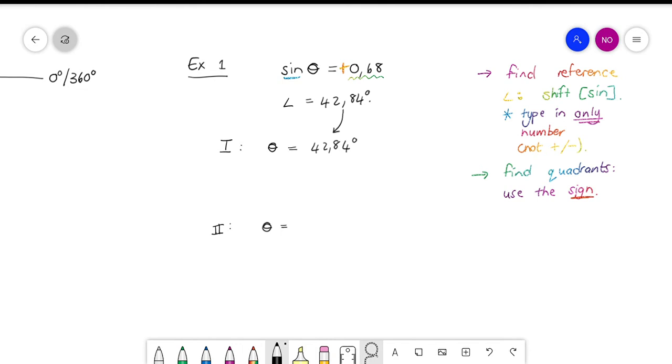And then in quadrant 2, we always say 180 degrees minus something, minus an acute angle.